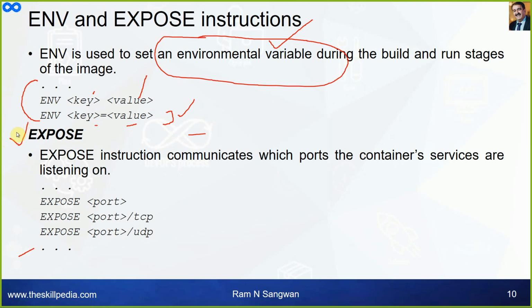Then the expose instruction is to allow communication of your container with the outside world or the host machine, because you need to tell on which port your container is listening. So the port exposed, or the port on which the container will be listening to talk to the outside world, can be set using the expose instruction. Expose communicates which port the container services are listening on, and you have all the possibilities like expose port, or port slash protocol, like TCP protocol or UDP protocol.